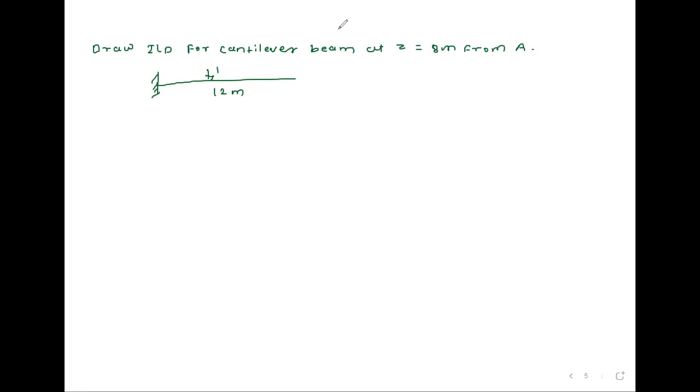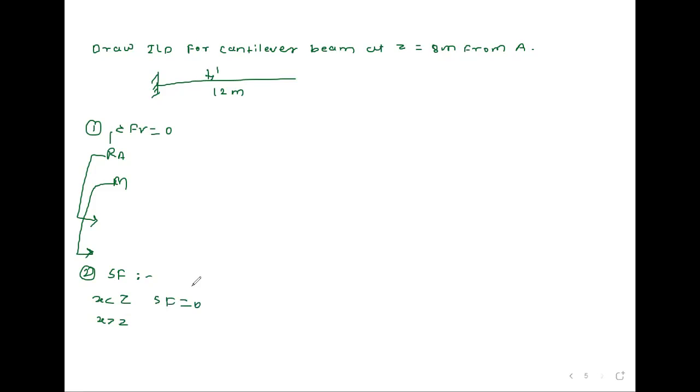Suppose in examination, in ISC, question is asked, draw ILD for cantilever beam at Z which is equal to 8 meter. At that time, first step is summation FB which is equal to 0. Accordingly, first you have to calculate RA. After that, MA. From this RA, you draw ILD for RA. From this moment, you draw ILD for MA. After that, you do calculations for shear force here. X is less than Z and X is greater than Z. Only don't write X is less than Z shear force which is equal to 0, because in ISC question will be asked for 8 marks.